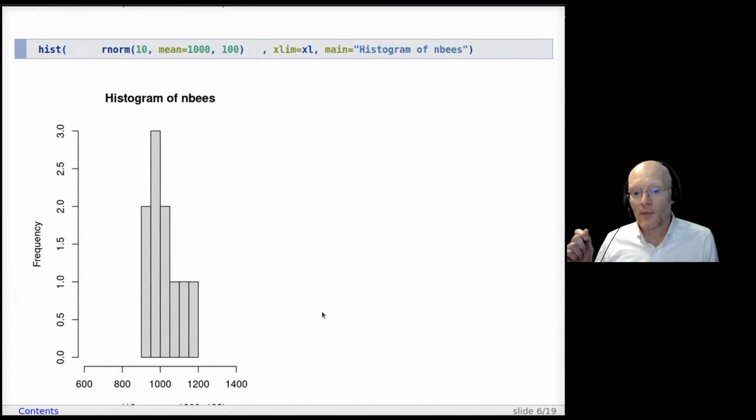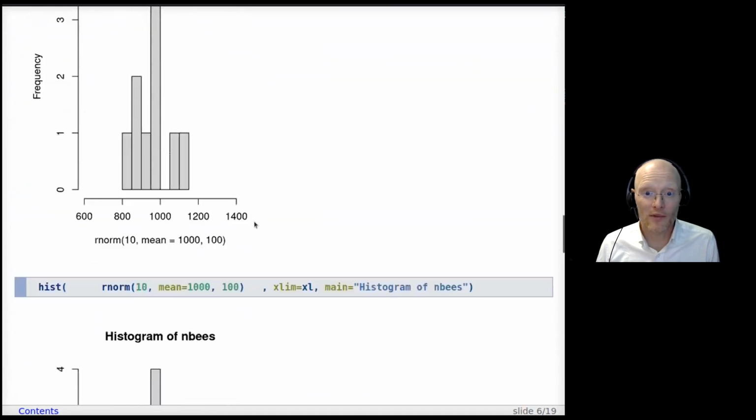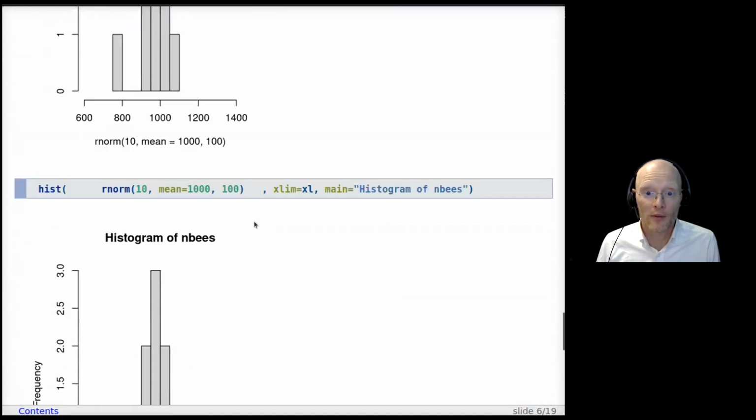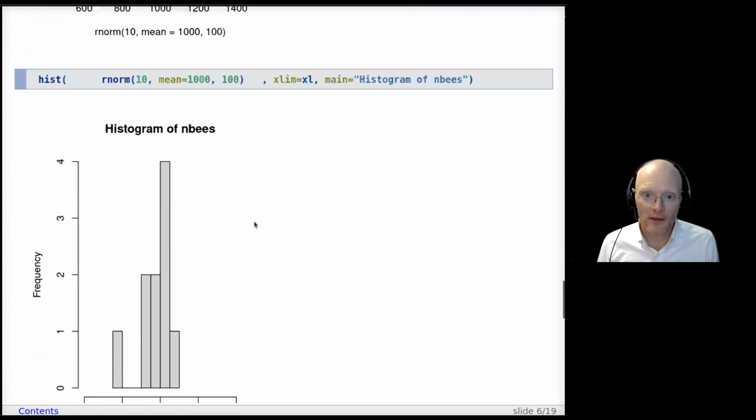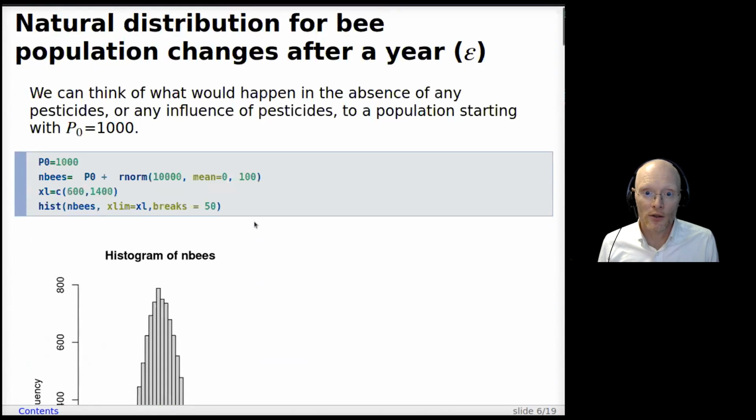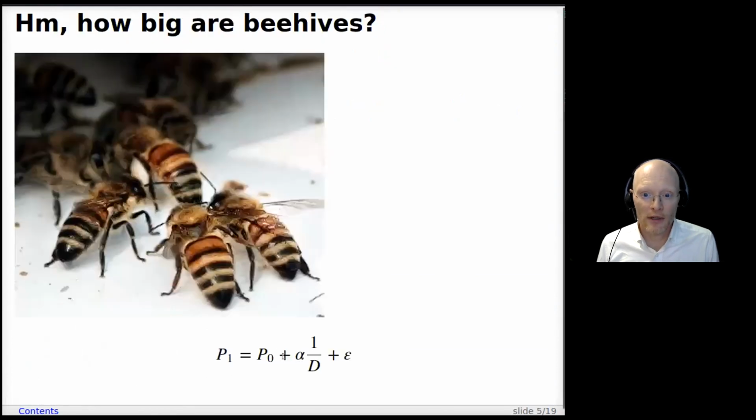to find out what effect something like pesticides is going to have. Because if the effect of pesticides is smaller than this variation I get from repeating the experiment multiple times, then I'm clearly not going to be able to resolve the effect of the pesticides. Okay, so I want to make sure that's really clear.